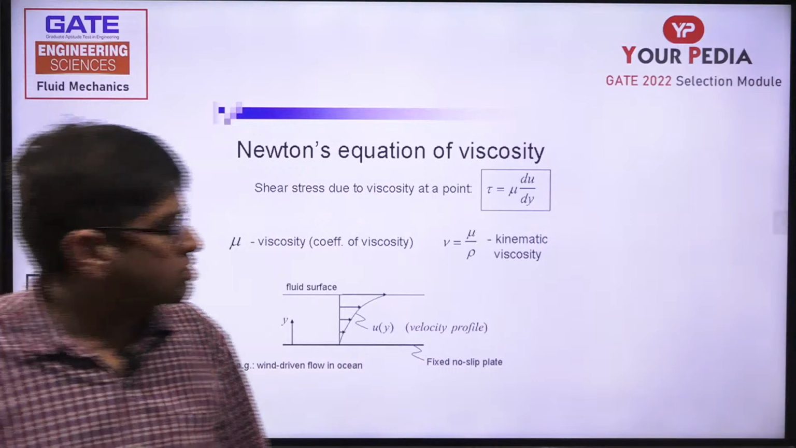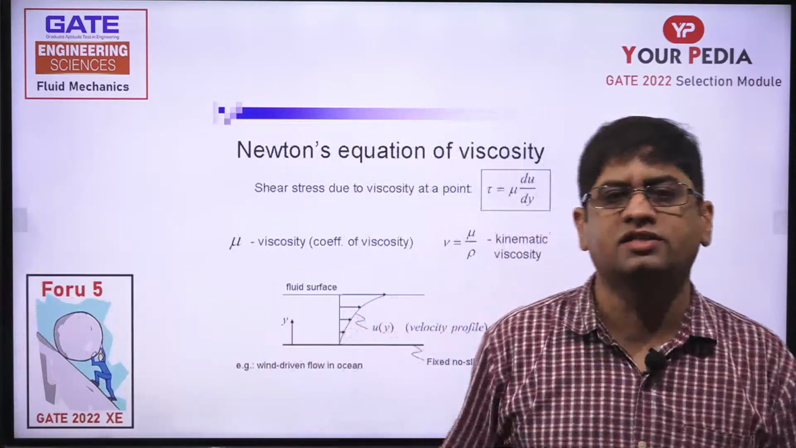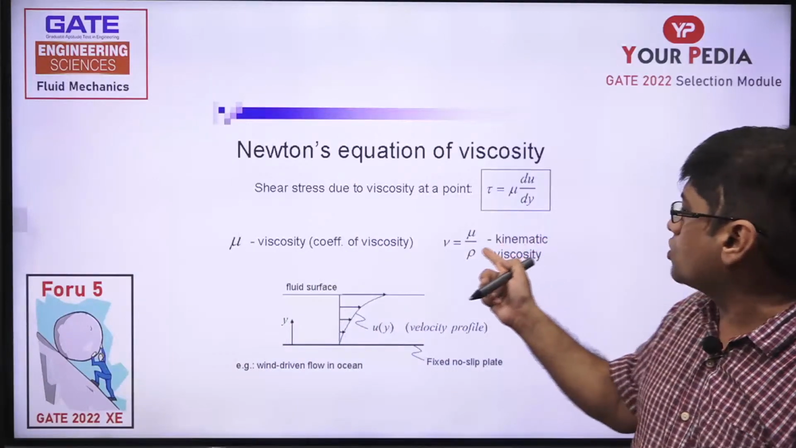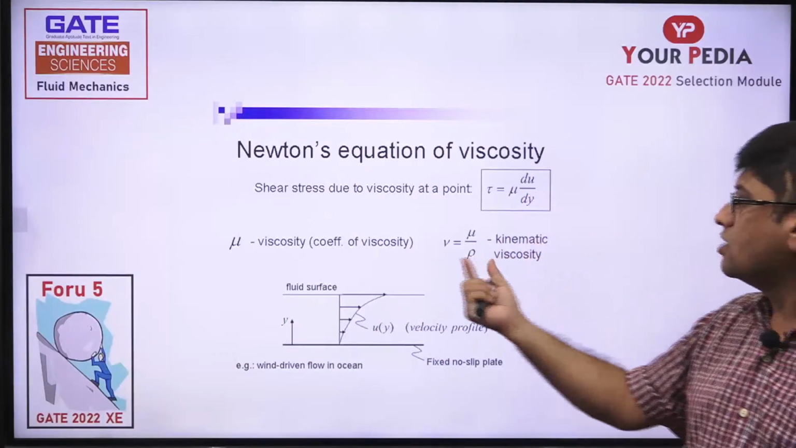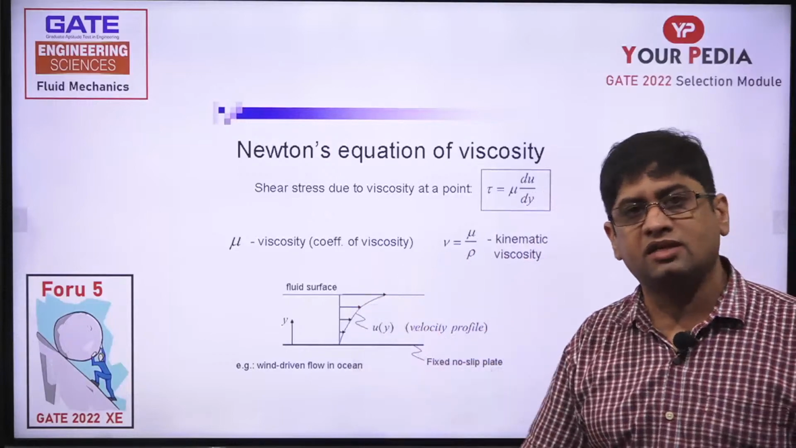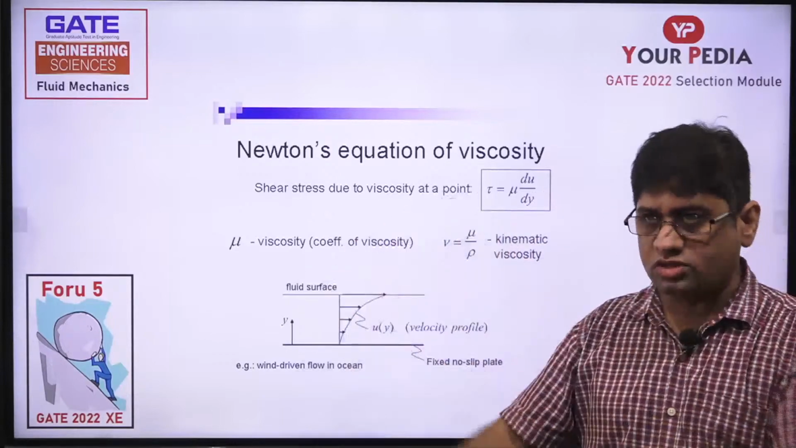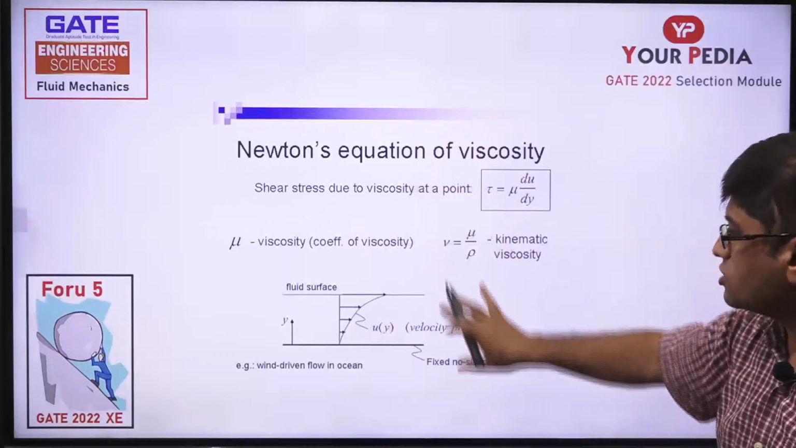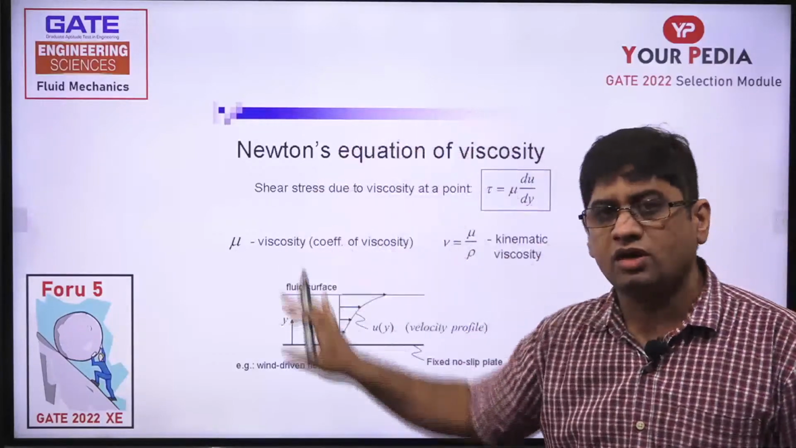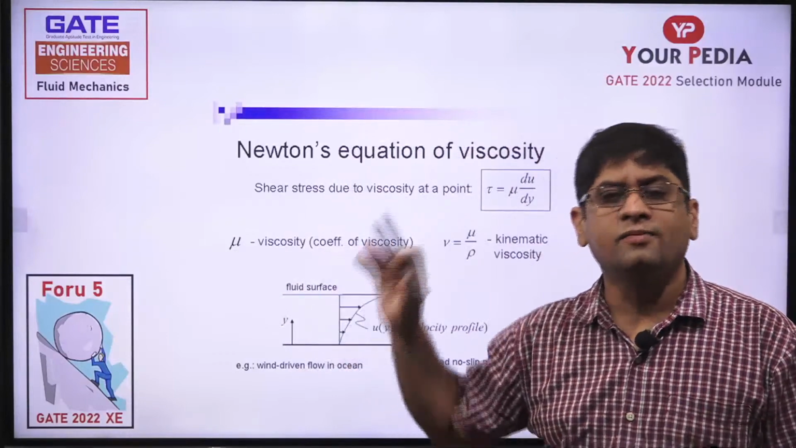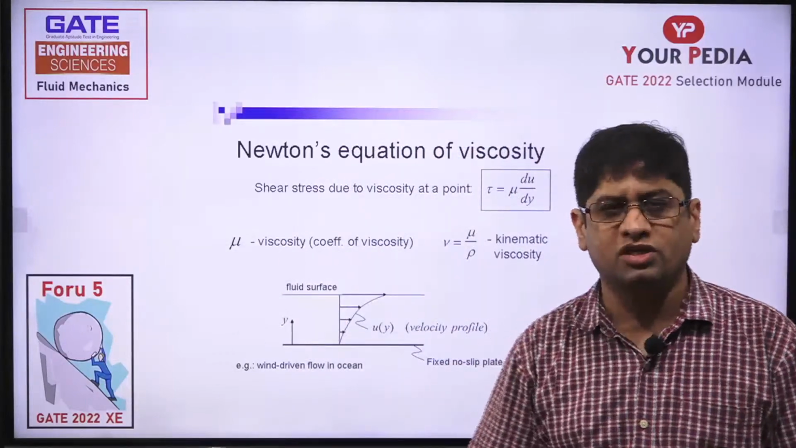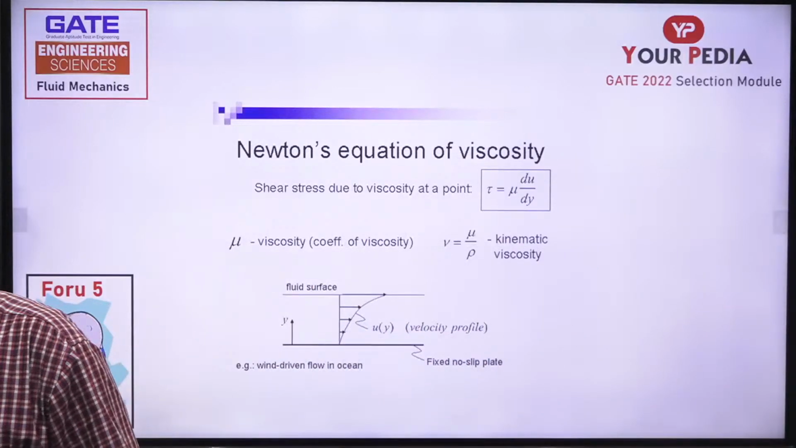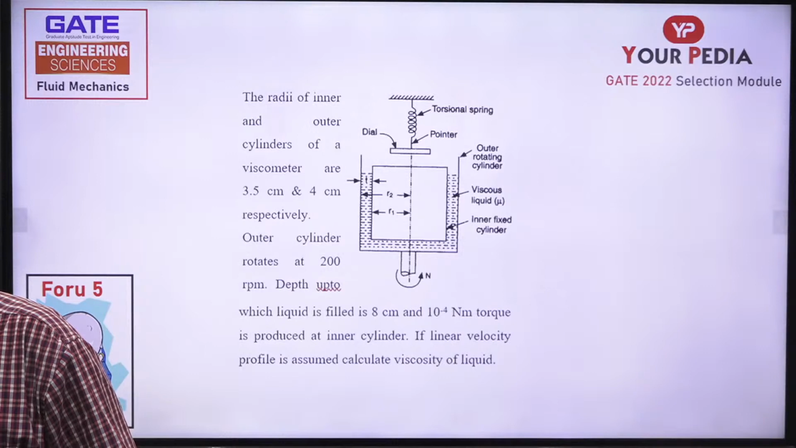And one more thing, the popular units are CGS units. Dynamic viscosity is measured in poise, whereas kinematic viscosity is measured in Stokes. Poise, Stokes, Newton second per meter square, meter square per second. These units you should know for application of Newton's law of viscosity. And we are going to do some really good questions today on this law. So let's now go directly to the question, and I want you to read this question.